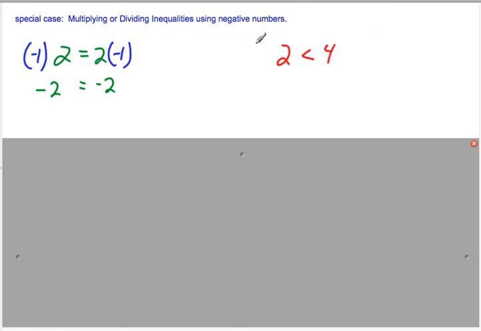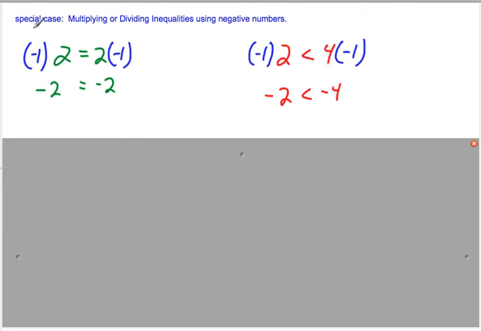Same thing is true in this case here. I can multiply both sides by -1. Except, let's see what happens. I get -2, and I get -4. Is this a true statement? 2 is less than 4, so we can all agree that the top red statement is true. But -2 is actually greater than -4.